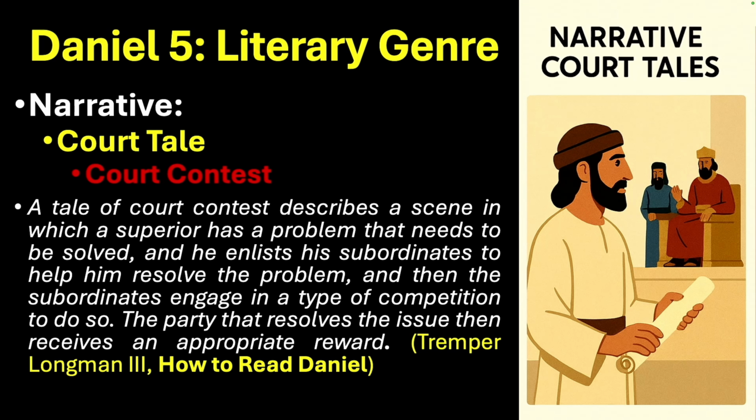And you may recall that Tremper Longman explained that basically a tale of court contest describes a situation where, for instance, the king has a problem that he needs to have solved. And so he asks the wise men, including Daniel, to resolve the problem. And Daniel and the wise men engage in a kind of competition to fix the king's problem. And Daniel, as the one who resolves the problem, then receives an appropriate reward. Now, this describes Daniel 1, 2, 4, and 5.